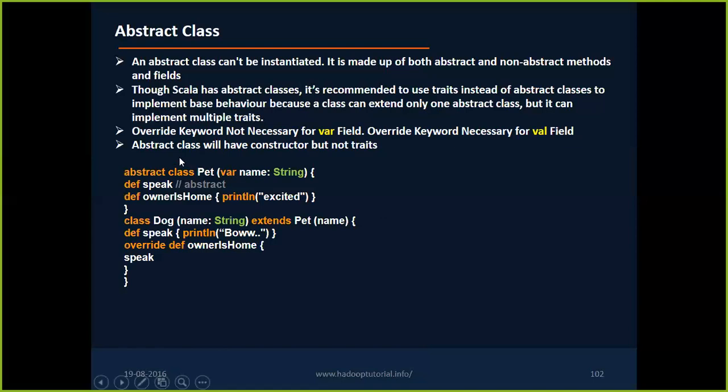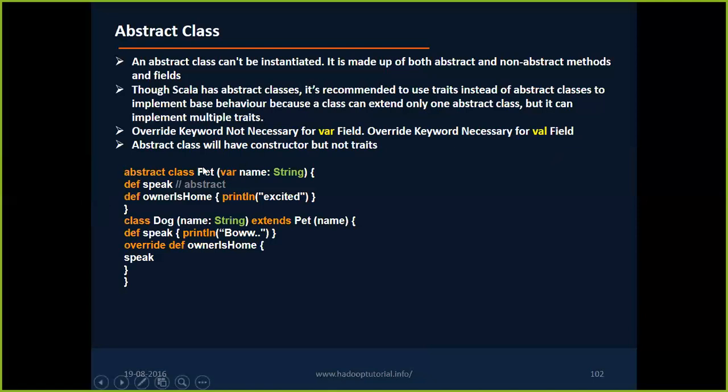Abstract classes will have constructors, but not traits. This is the one difference that you see. But even then, it's not at all recommended to go with abstract classes.